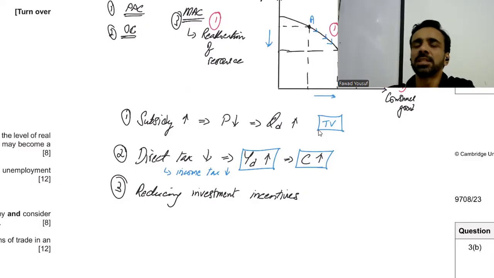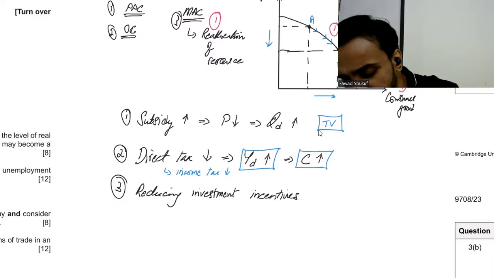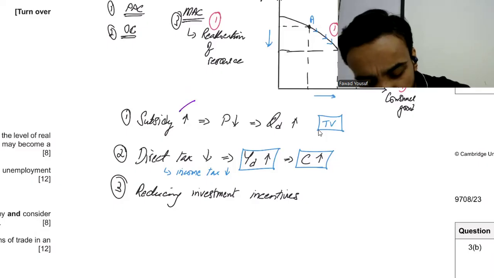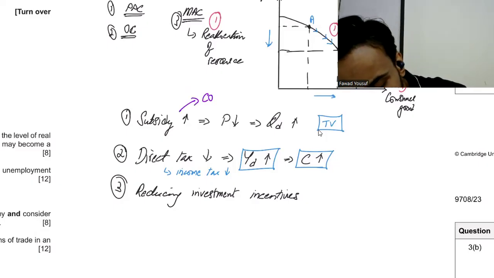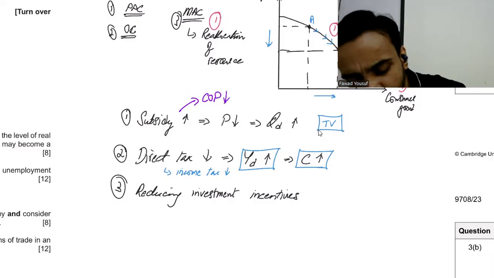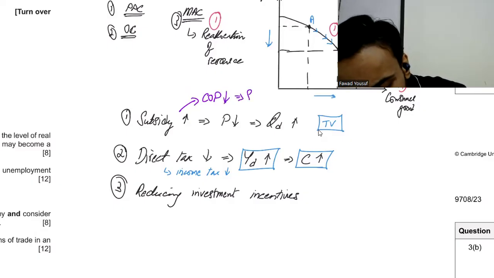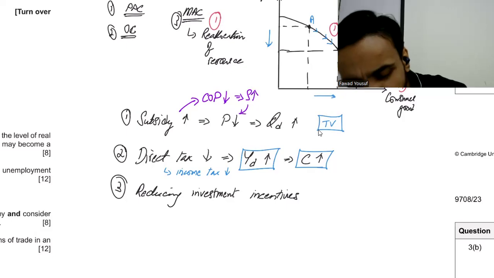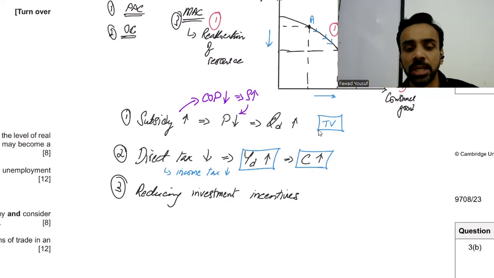As far as the point of subsidy goes, if you increase the subsidy, I think it is important that instead of advertisement, you always connect it to the cost of production going down, leading to supply increase, and then that causes the price to go down. That's the chain reaction.